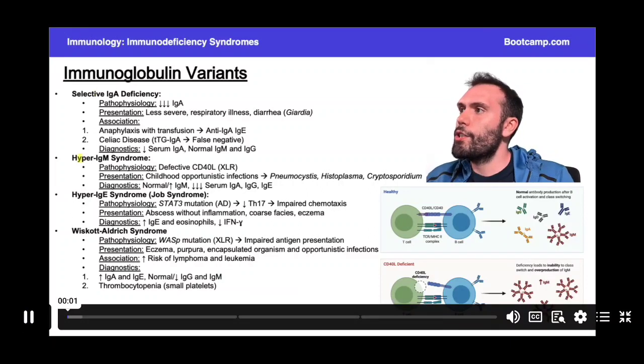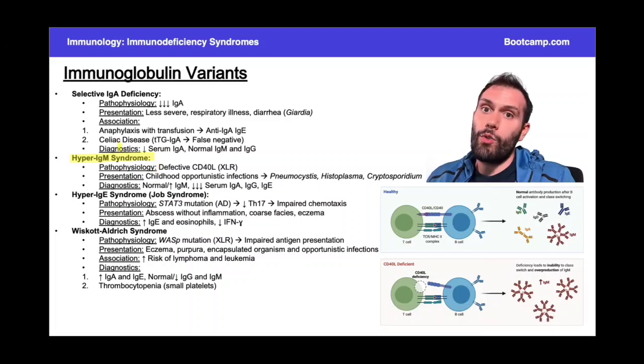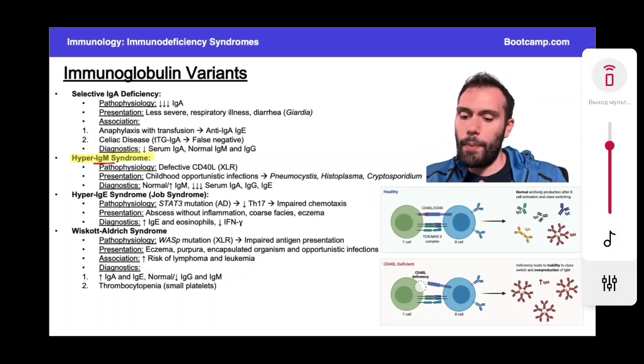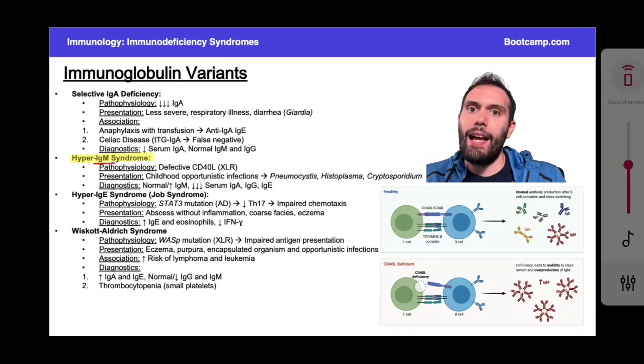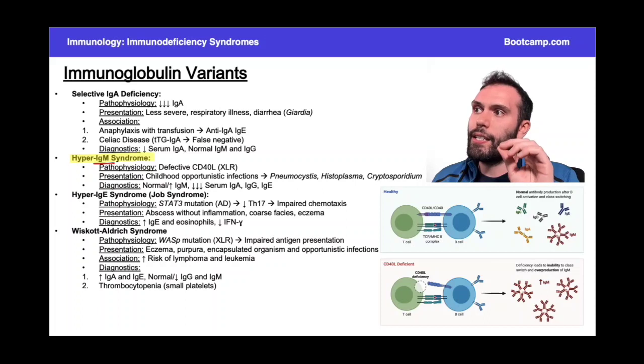Moving right along here to discuss hyper IgM syndrome. So hyper IgM syndrome actually makes a lot of sense. And the way to quickly get your mind around this is, remember, IgM is the only isotype of an immunoglobulin that does not require us to go through the class switching pathway. It helps you get to this pathology very quickly and the pathophys.